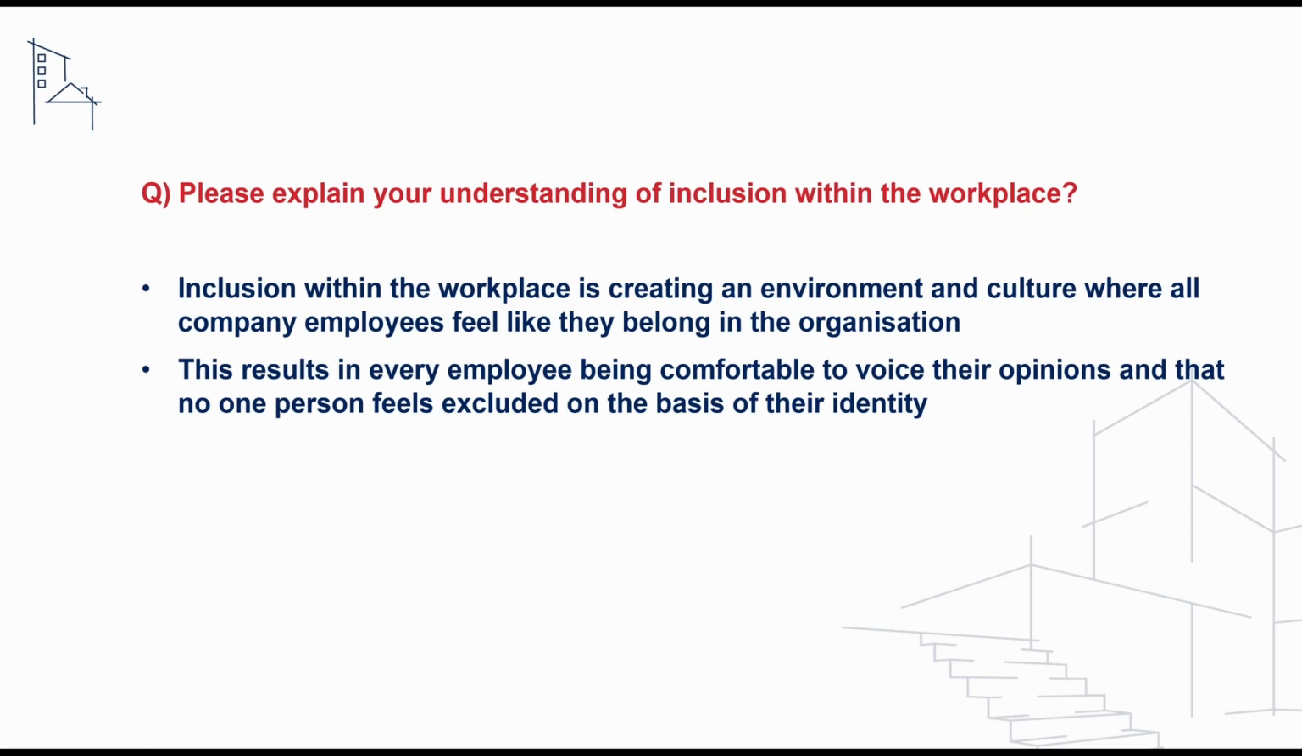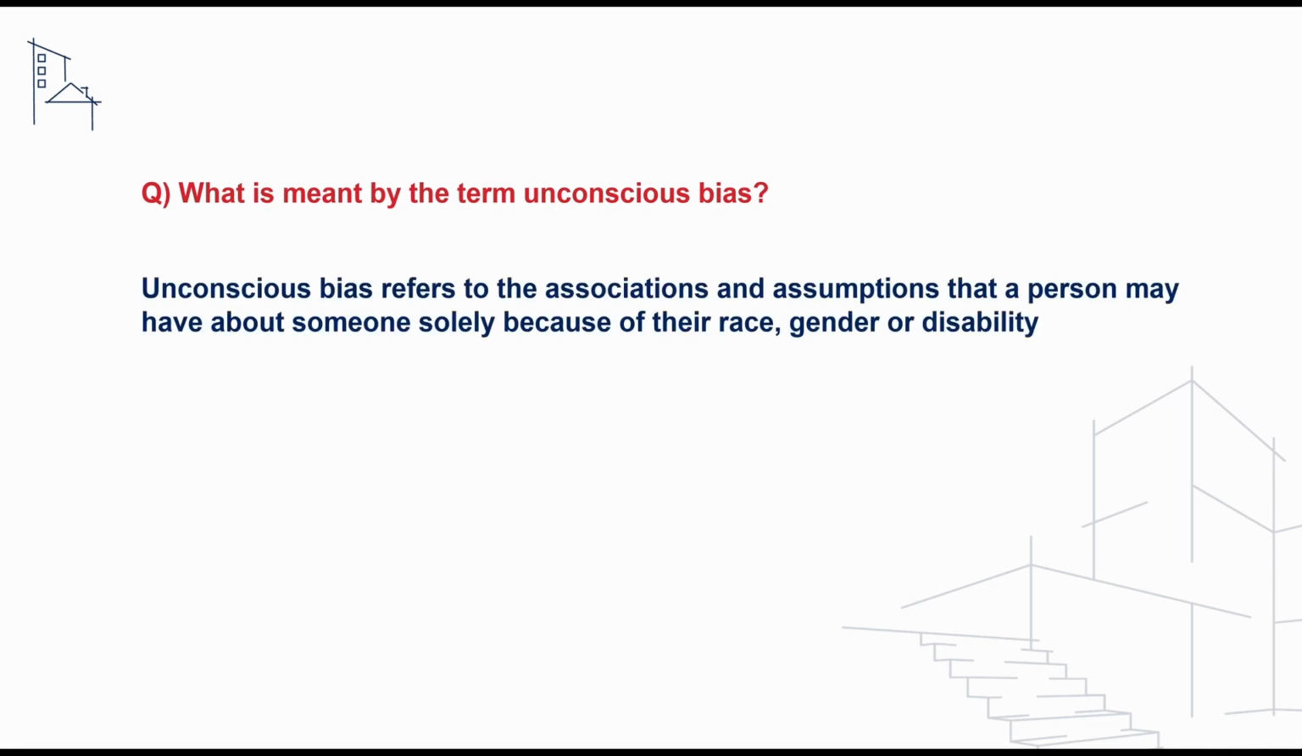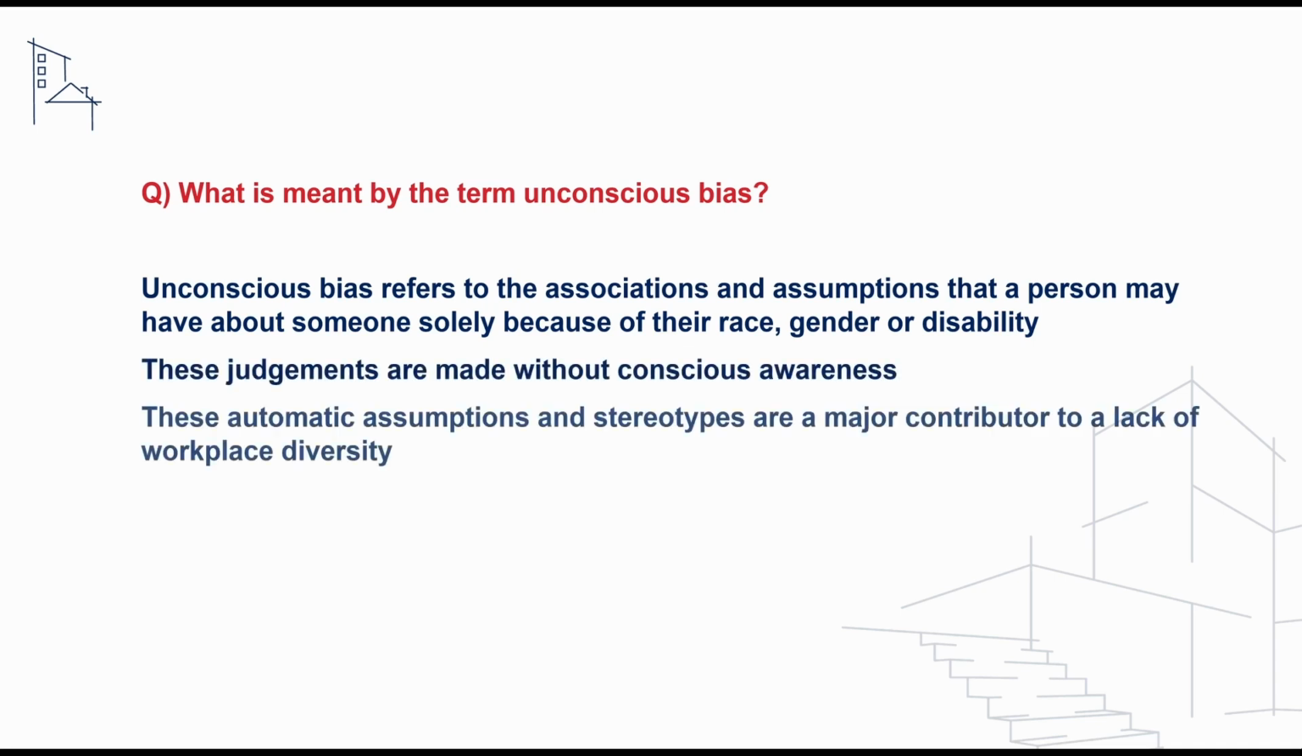Another question we may be asked under this competency is what is the term unconscious bias? And to address this, we can say that unconscious bias refers to the associations and assumptions that a person may have about somebody solely because of their race, gender, or disability. These judgments are made without conscious awareness, and these automatic assumptions and stereotypes are a major contributor to a lack of workplace diversity.